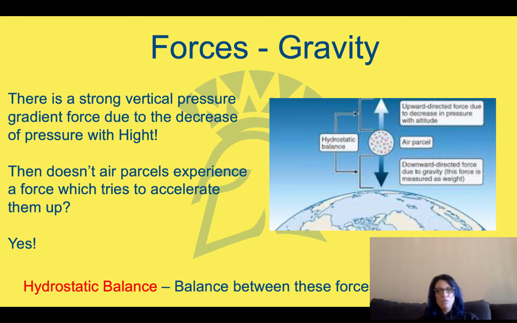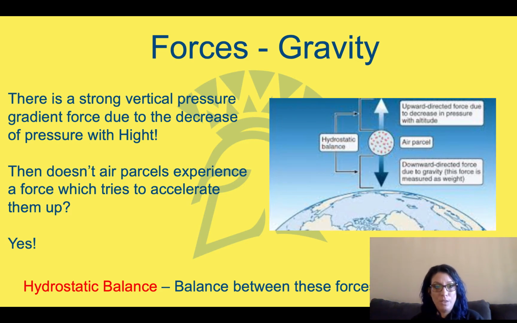All right, so now we're going to move on to the other forces. Now, gravity. Gravity is going to be another force. There's a strong vertical pressure gradient force due to the decrease of pressure with height. So if you think about it, there's lower pressure on top of higher pressure, right? Because the pressure decreases as you go up in the atmosphere. So why don't air parcels experience a force which tries to accelerate them up? Why doesn't air constantly just try to rise up? Well, because they're in balance with gravity. Now remember, when forces are in balance, there is no acceleration.